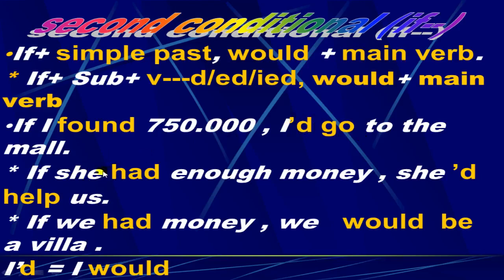If she had: verb to have, he, she, it, has, present; past, had. If she had enough money, she'd help us. So here's the past, had. She'd means she would. If we had money, we would buy a villa. So in these examples, after if, we have the subject and verb in the simple past, or if it's a regular verb, you will have the verb in the past. If I found, if she had, if we had.